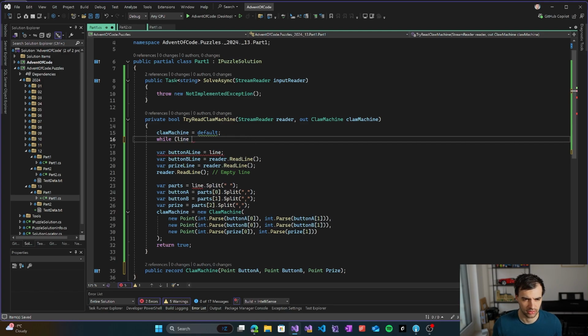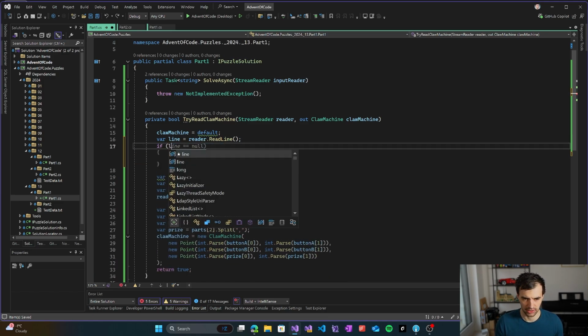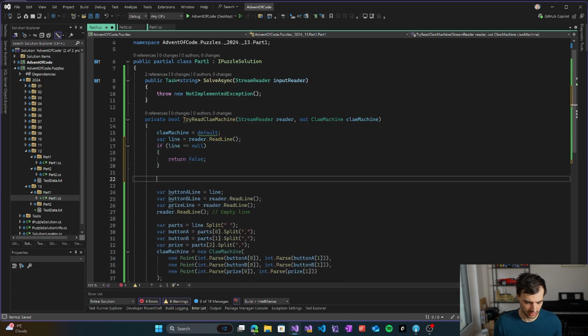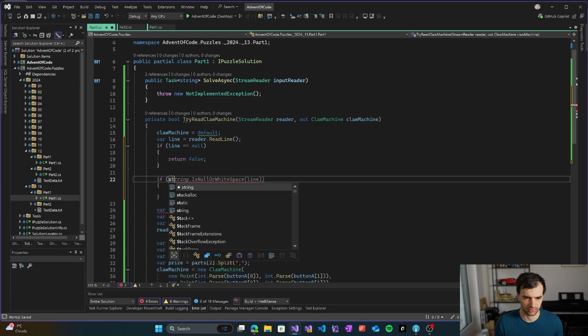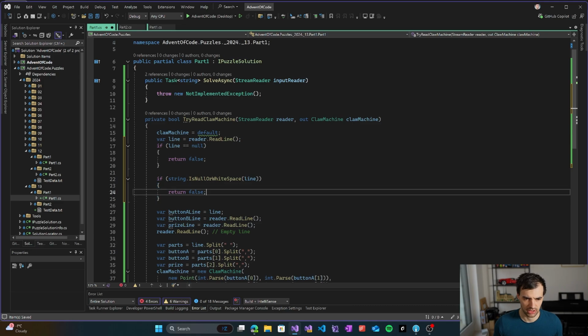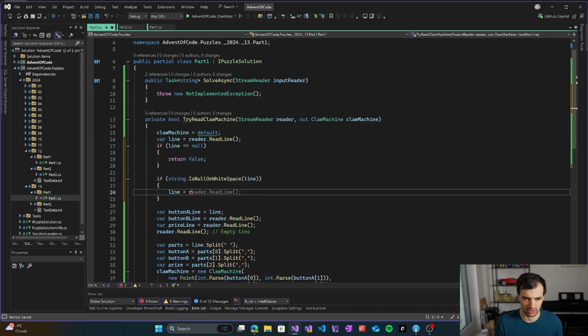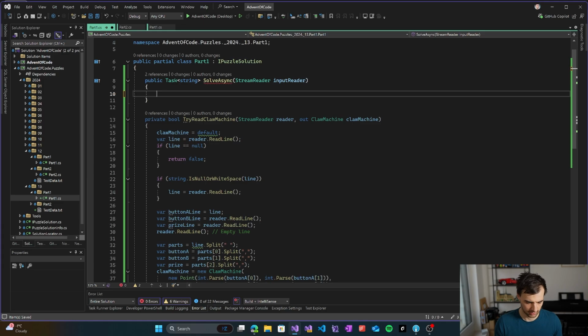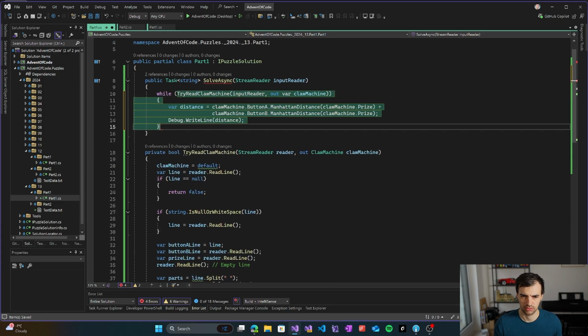Just to get rid of the white space, if a line is null, we return false. If the line string is null or empty, we read a new line as well, so we get rid of the empty line between inputs. And I will just have to use it here, so while TryRead. Yes, that's good.